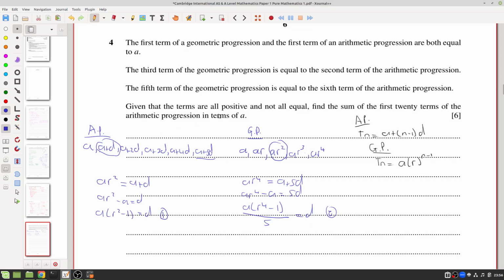Given that the terms are all positive and not all of them are equal, find the sum of the first 20 terms of the AP. So let's just add another formula here. Not t, Sn, the sum of the first n terms of an AP is n over 2 times 2a plus n minus 1 times the common difference.